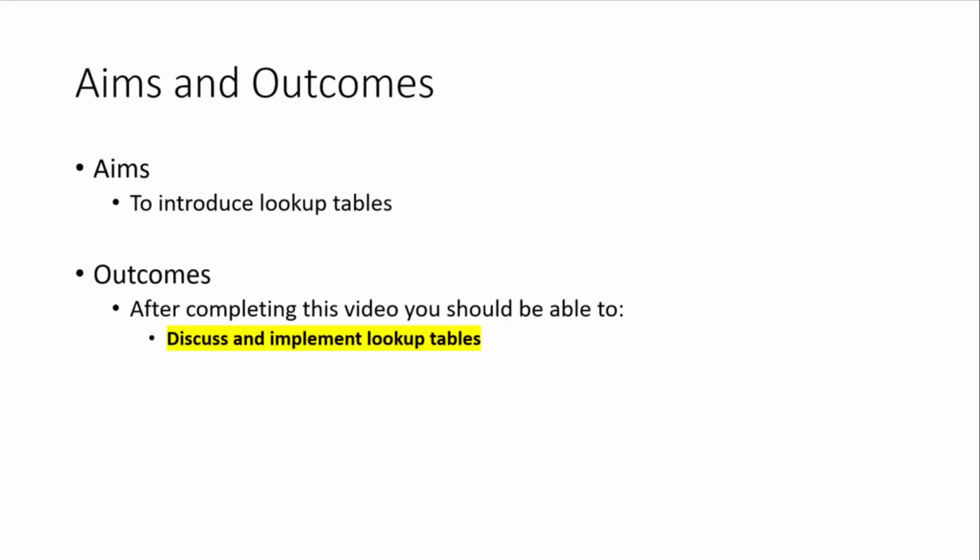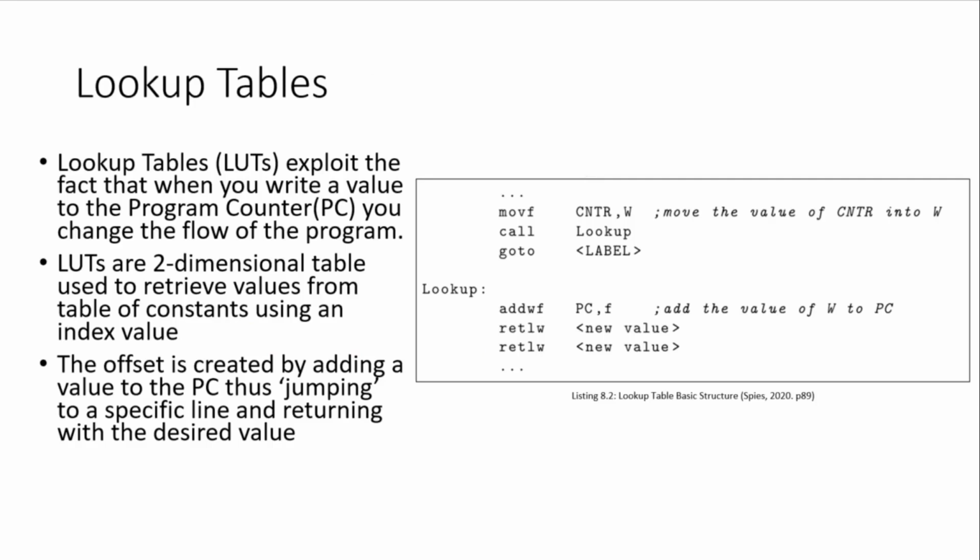In this video, I am going to introduce lookup tables by discussing what it is and how it works. After the short discussion, we'll be working through code that displays the numbers 0 through 9 on a 7-segment display using a lookup table. Lookup tables exploit the fact that when you write a value to the program counter, you change the flow of the program.